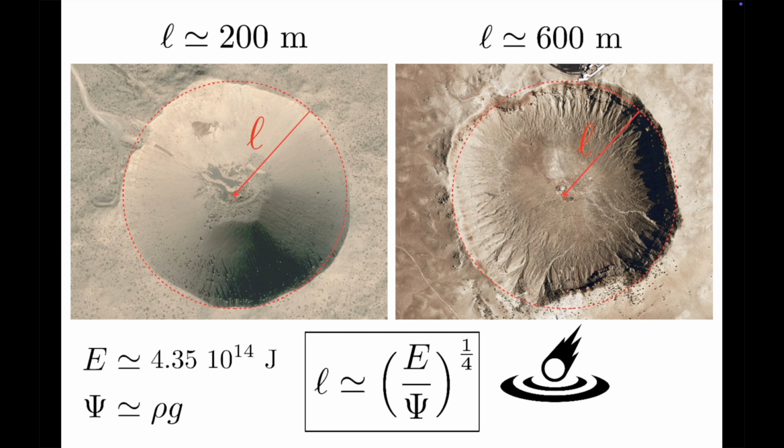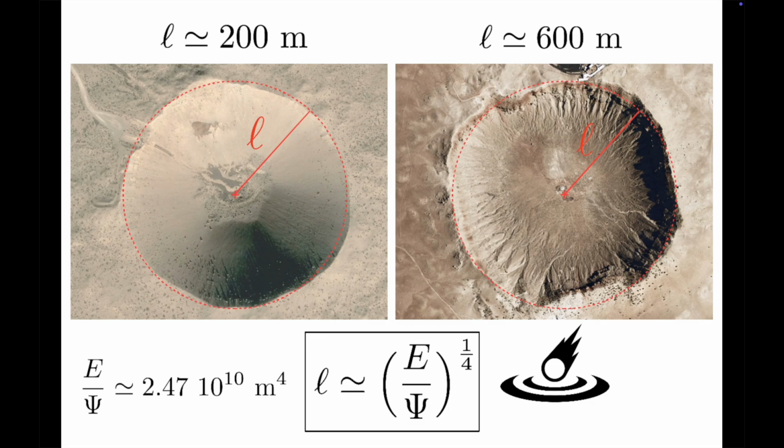Facing the energy is the weight density, product of the density ρ of the ground material and the acceleration of gravity g. The explosion occurred in an alluvial deposit with a density around 1.8 grams per cubic centimeter, so overall psi is around 17,000 newtons per cubic meter. The ratio of these two mechanical quantities is around 2 times 10 to the 10 meters to the power 4, and so the associated length scale is around 400 meters, 396 if we want to profess a precision we shouldn't really claim to have.